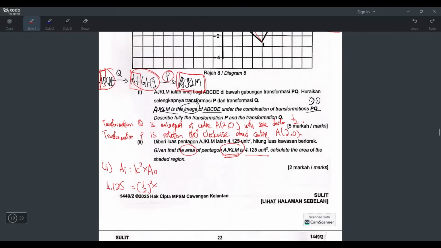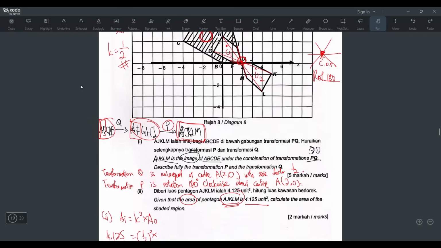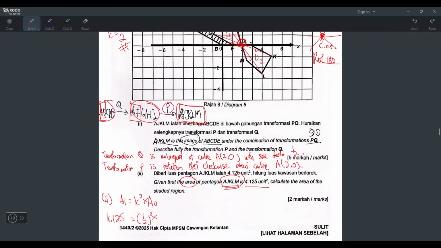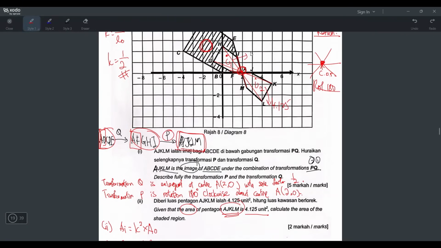And my AO will be what? It won't be this. It will be the big one, ABCDE. Because AJKLM is this one. So this area is 4.125. And guess what? This is also 4.125. Why are they the same area? Because they are rotations of each other. When you rotate, the size never changes. So that's why I said this and this will have the same area.